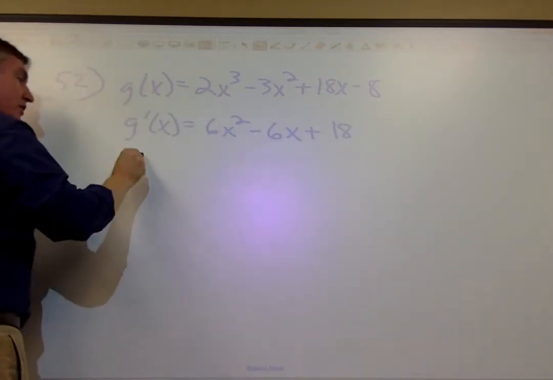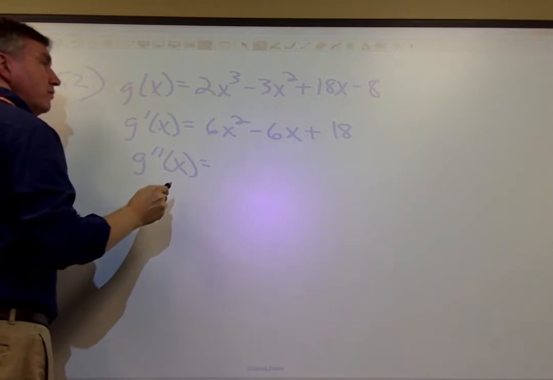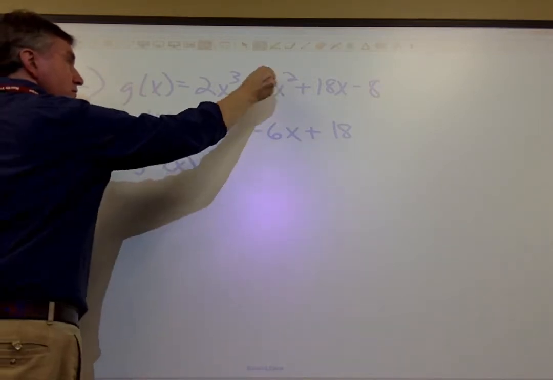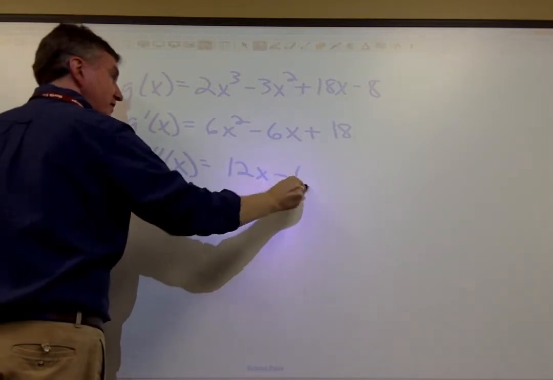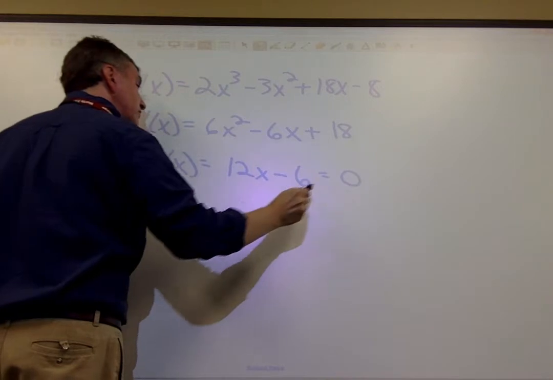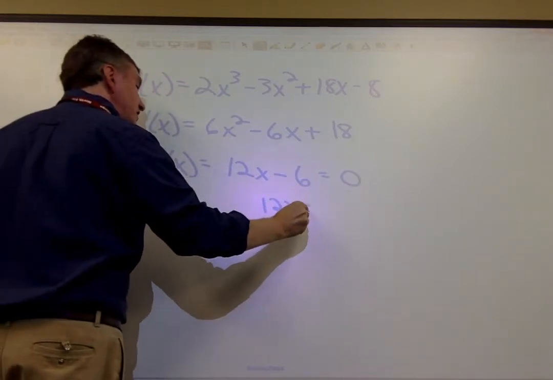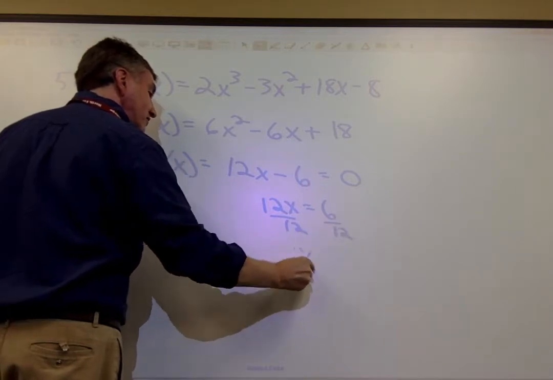Good. What's the second derivative? Is that right? Okay. 12x minus 6. If I set that to 0, 12x equals 6. So what is x?